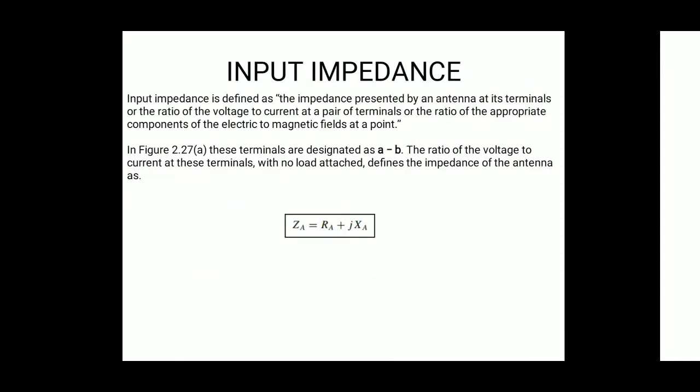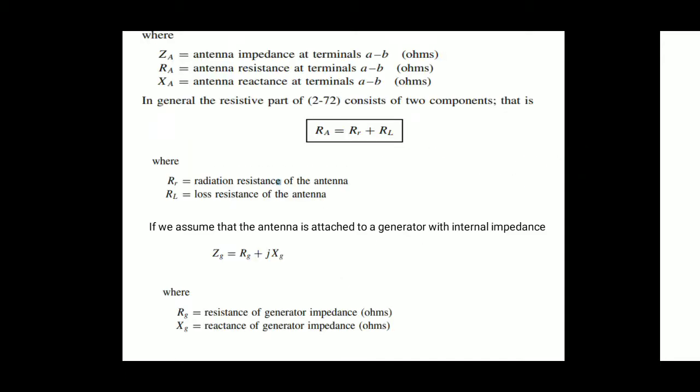So the terminals are designated at A and B. The ratio of the voltage to the current at this terminal with no load attached defines the impedance of the antenna. Basically, it can be represented as ZA is equal to RA plus jXA, where ZA is the antenna impedance at terminal AB, RA is the antenna resistance at terminal AB, and XA is the antenna reactance at terminal AB.